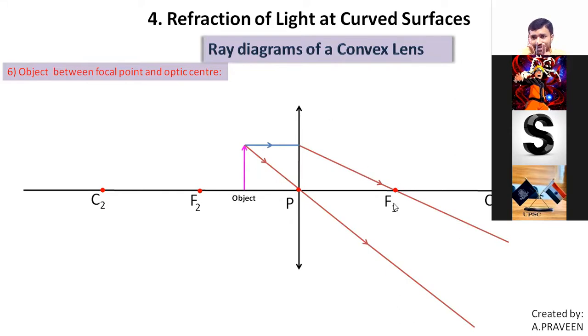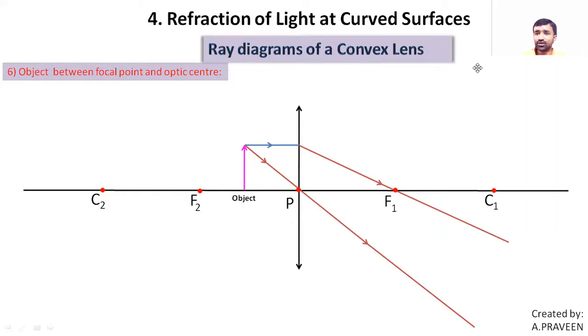Is the gap between the refracted light rays increasing, remaining the same, or decreasing? What do you notice here, the gap between them? Am I audible? Increasing. The gap between them is increasing. So here they never meet if you extend them in the forward direction. So what we'll do in this case, we can extend them in the backward direction. See here, I'll get the image at that point.